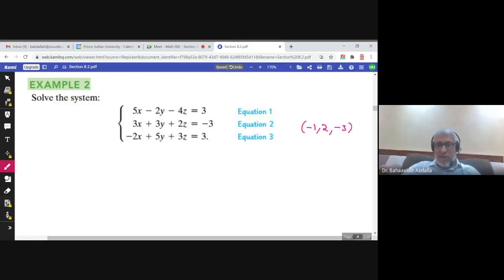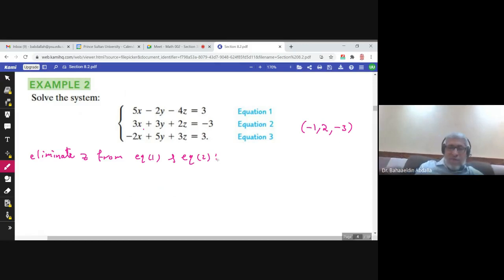Now let me try to solve the question. Now, which variable to eliminate? Coefficients of x 2, 3, 5, coefficients of y 2, 3, 5, coefficients of z 4, 2, 3. Well, I like the coefficients of z more because this is 4. I can make this 4. Okay, I will eliminate z. Now these are the steps. Eliminate z from equation 1 and equation 2.